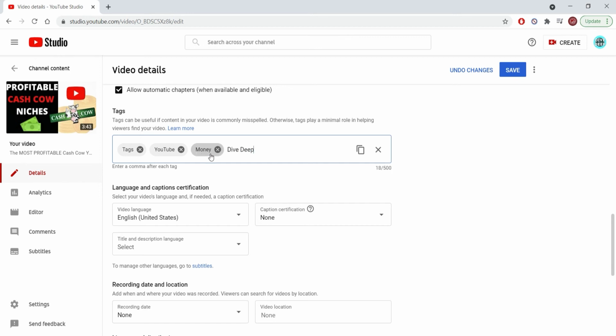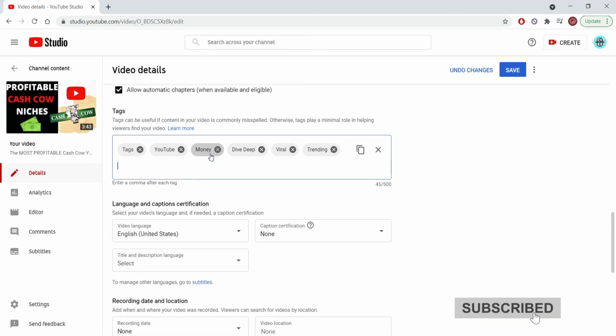A trick to use when writing your tags is to make your first tag your target keyword and order the rest by importance. This is because YouTube looks at the first few tags when ranking content in their search results. So make sure your first tag is the exact keyword you want to target. Try and be specific when writing out your tags as it helps your videos rank higher in search results.